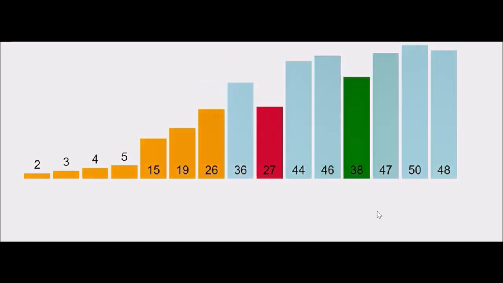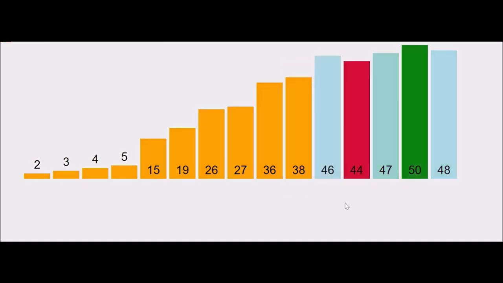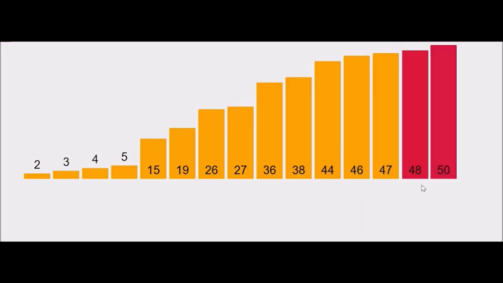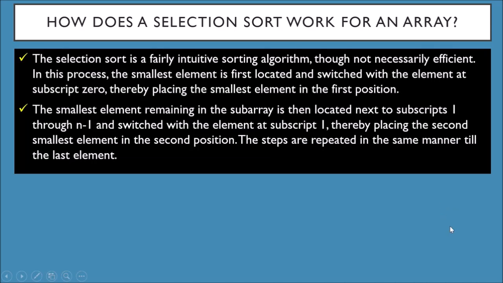So it will keep on decreasing its search space and entering the smallest element in its position. Okay, so 46 is in its place, 47 is in its place, 48 is in its place. So that is how a selection sort algorithm works, and at the end all your elements are sorted. I hope you understood how selection sort works. This is how you can explain it in words to an interviewer.